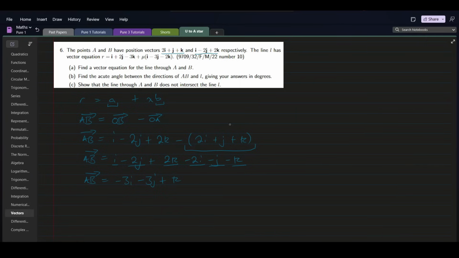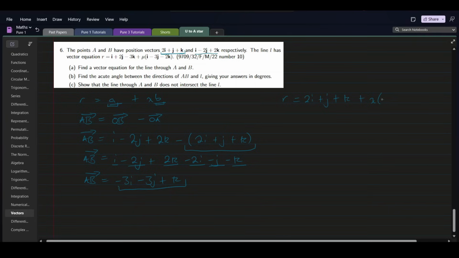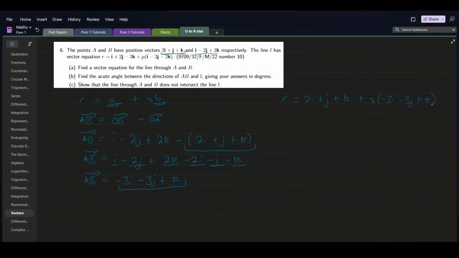Okay, so now we can write our vector equation. We say that r is equal to a, which represents a point that lies on the line. So for that, we're going to use the position vector of A over here. So that will be r is equal to 2i plus j plus k plus lambda. And we said b represents the direction vector of the line, and our direction vector is negative i, negative 3j plus k. So this would be the vector equation for the line through A and B.